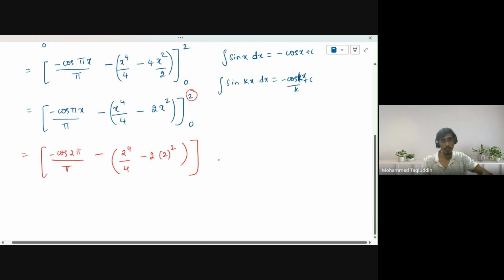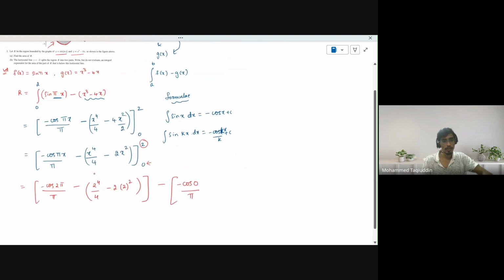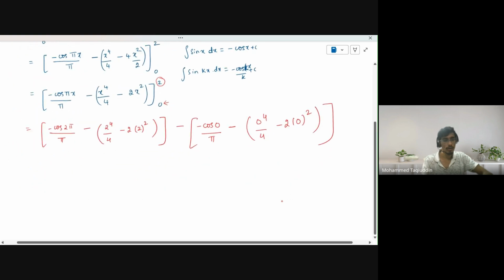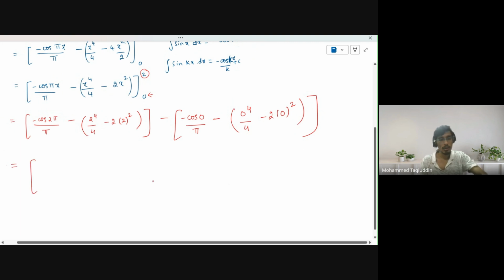And then now minus, now I have to substitute the lower limit 0. So this is going to be minus cos 0 upon pi, isn't it? Then minus 0 power 4 upon 4 minus 2 times 0 square, isn't it? And then you got this one. Now you can see clearly, the question became quite easier to understand, isn't it?